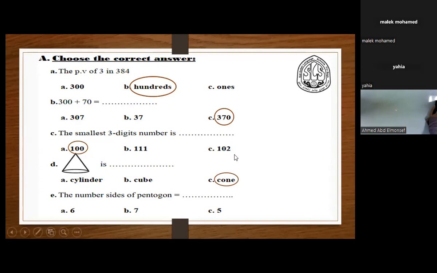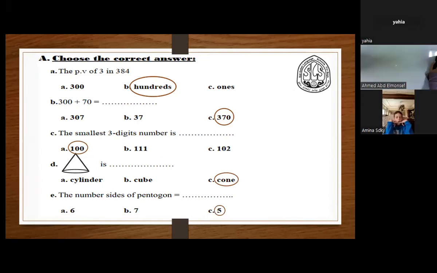Omar Al-Sayed, unmute yourself. Yes, miss. Okay, Omar. The number of sides of a pentagon: six, five, or seven? Five. Excellent. A pentagon has five sides and how many vertices? Five. Five sides and five vertices.